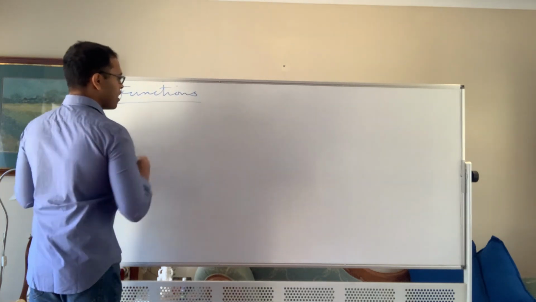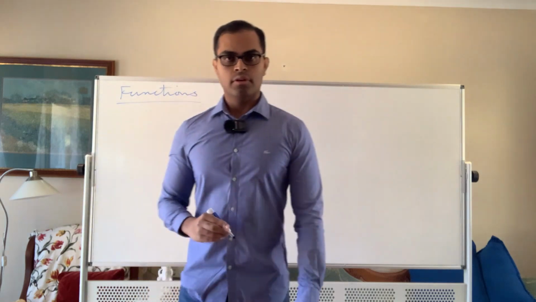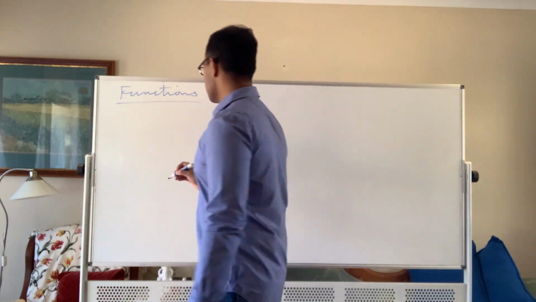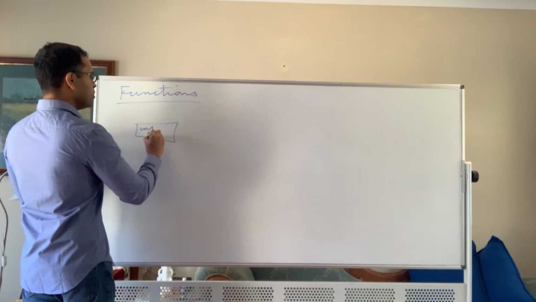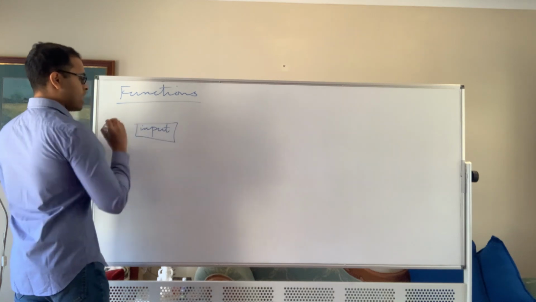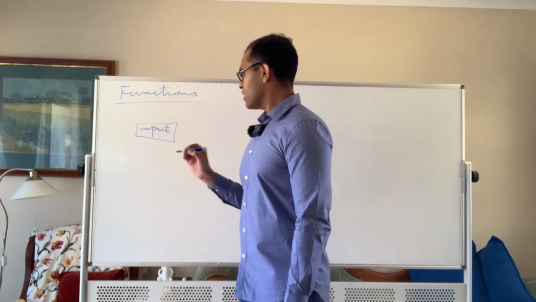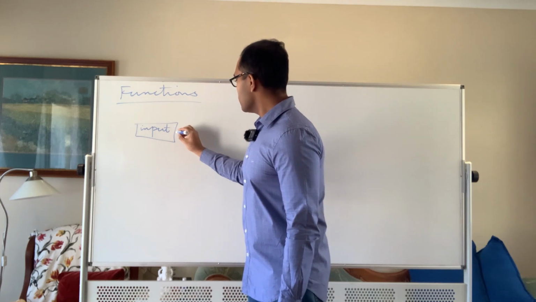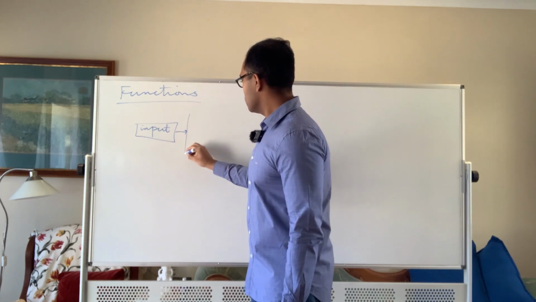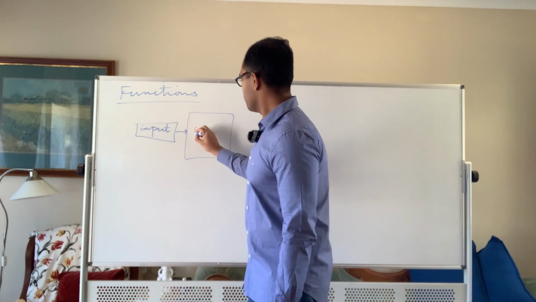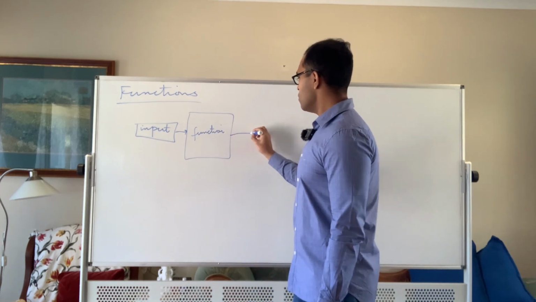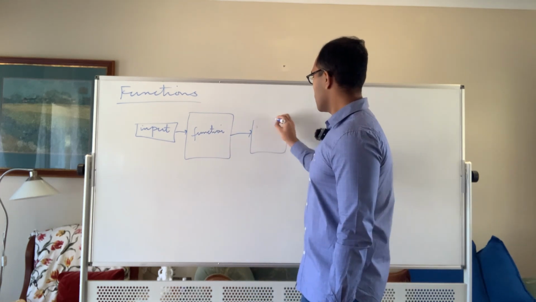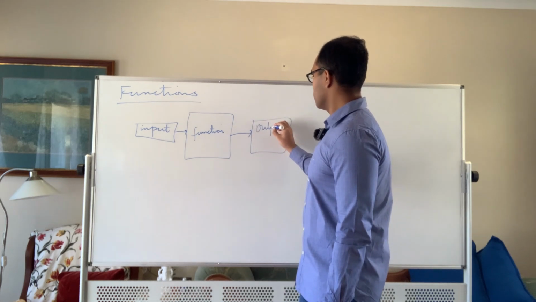Now, a function is a rule. Okay, so I'm going to draw a diagram. It's a rule where you have an input. Your input, you can think of your input as a number, and we're going to give some examples very soon, but an input is a number. You apply your function, okay, so this is your function, and you spit out an output. So you go from your input to an output.